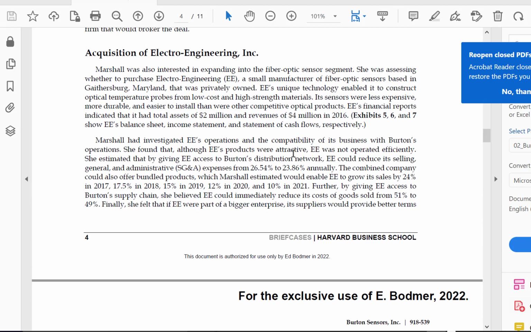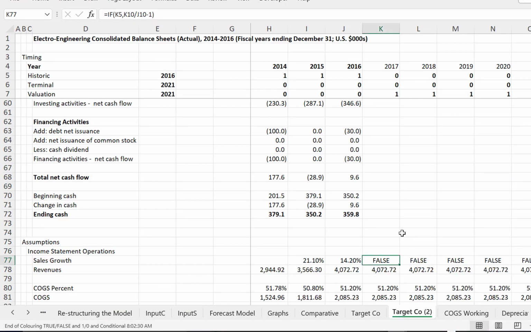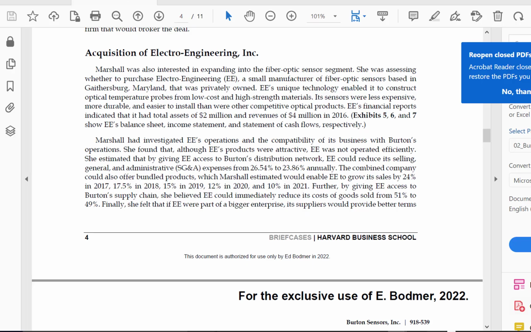This case says she thinks they're not operating efficiently. Now we have a big pile of bullshit already in this case. And she said, okay, we're going to grow by 24, 17 and a half, 15, and 12. So let's just input those. Now those should really be input in a separate case, in a separate place. Okay, 24, 17 and a half, 15, and 12.